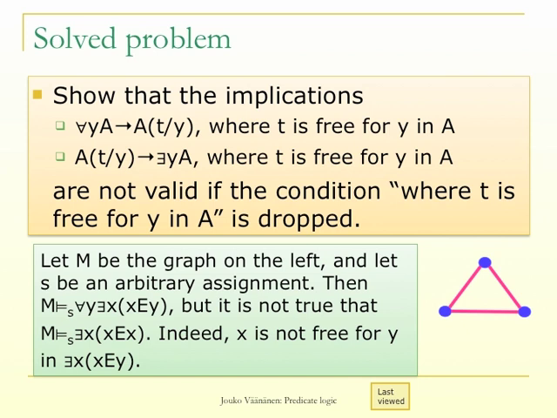Let M be the graph on the left, a triangle, and let S be an arbitrary assignment. Then S satisfies for all y there exists x such that x e y in M. But it is not true that S satisfies exists x x e x in M. Indeed, x is not free for y in there exists x x e y. And this is the reason.